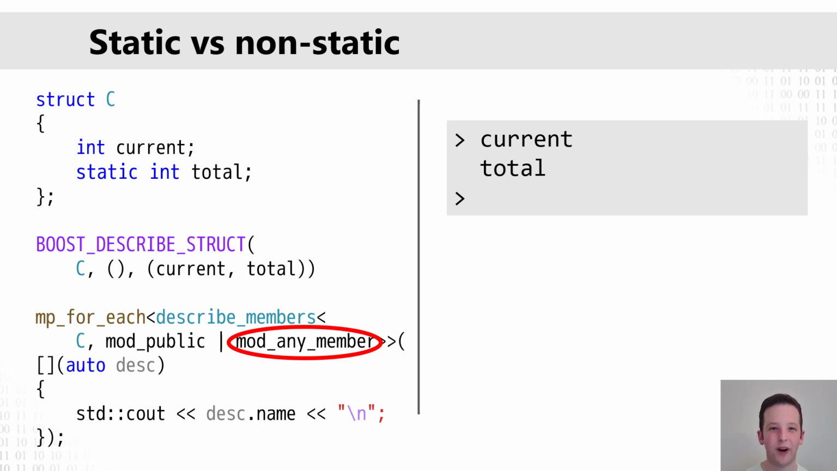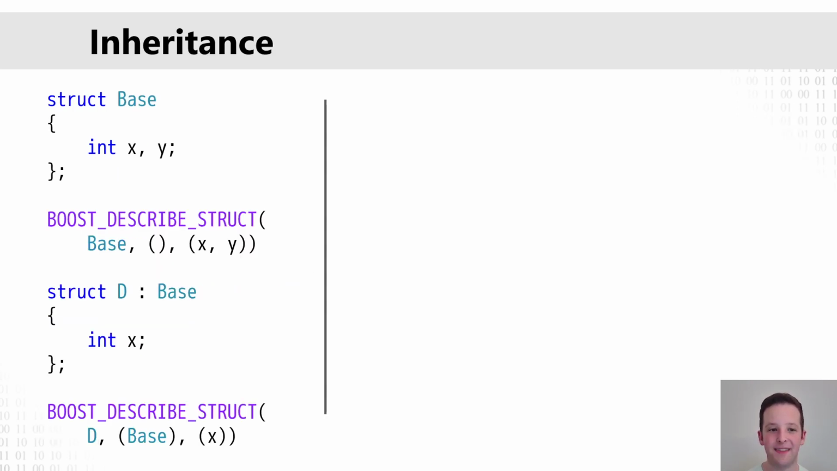Okay, what else does Boost.Describe know? Inheritance, that's something we haven't talked about yet. So let's talk about that. Here in my setup, I now have two structs where one inherits from the other one. But if you notice, when I'm registering D, I have to actually give it the list of base classes. And so I do that.